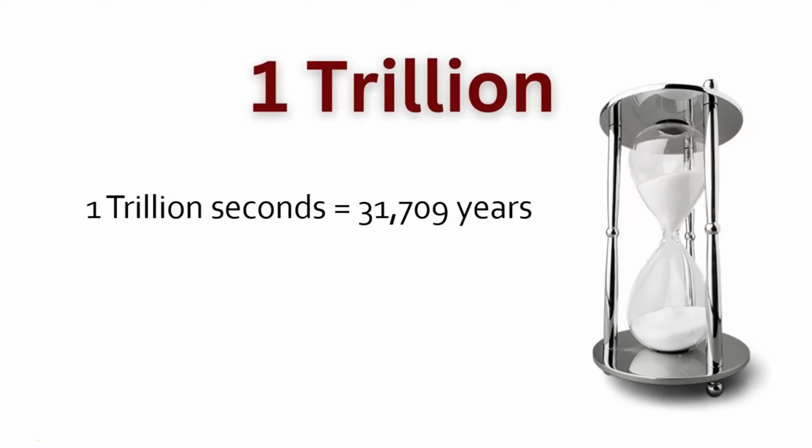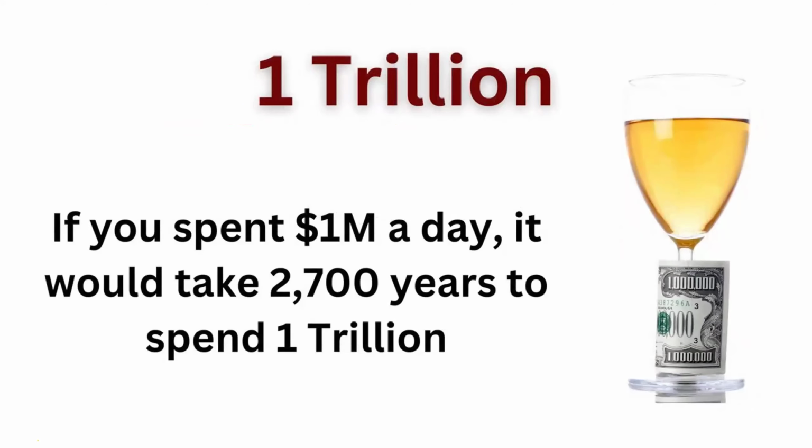$1 trillion is 1,000 billions. We don't even understand numbers in school. They don't even teach us how numbers work, right? It's just a B with a T. So listen to this: if you spend $1 million a day, it would take you 2,700 years to spend $1 trillion. Can you believe that? 2,700 years spending $1 million every single day.